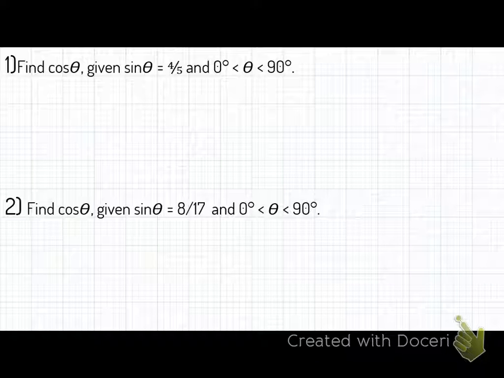It says find the cosine of theta given sine of theta is equal to 4/5. And our theta has to be between 0 and 90, okay? So the first thing we want to do is start with the Pythagorean identity.